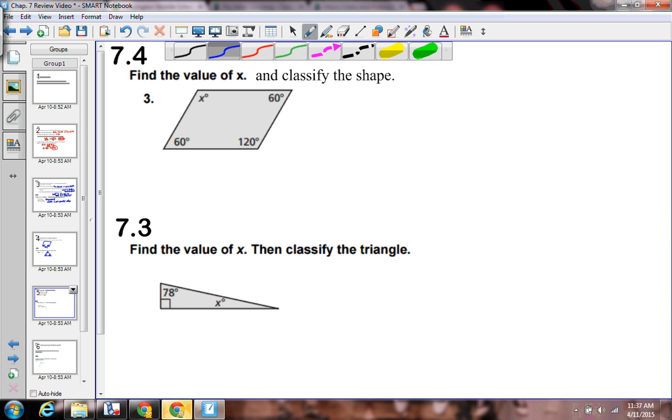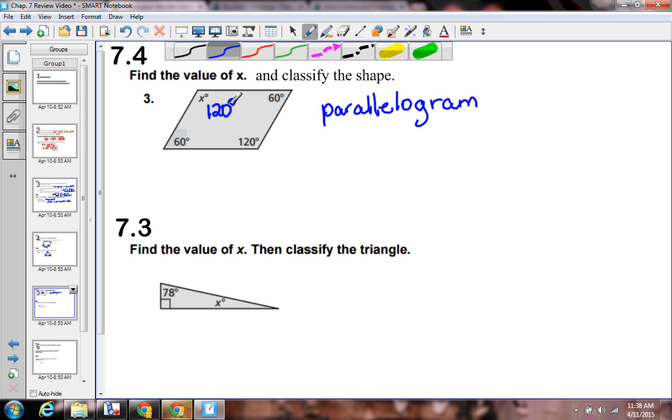Okay, moving on. Let's find the value of x and let's classify the shape. So it looks like opposite angles are the same, opposite sides are parallel, so we could say it's a parallelogram. And then you can get the value of x by the nature of the fact that it is a parallelogram and opposite angles are the same, so x would be 120 degrees, or you can use your angle sum of 360.